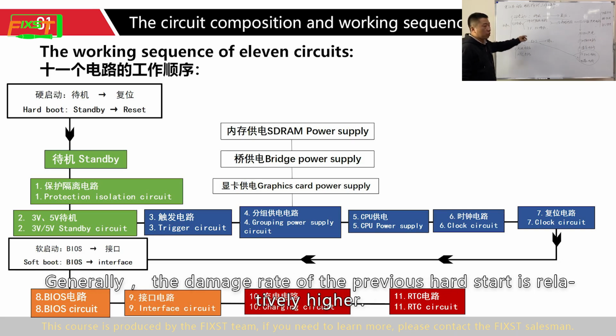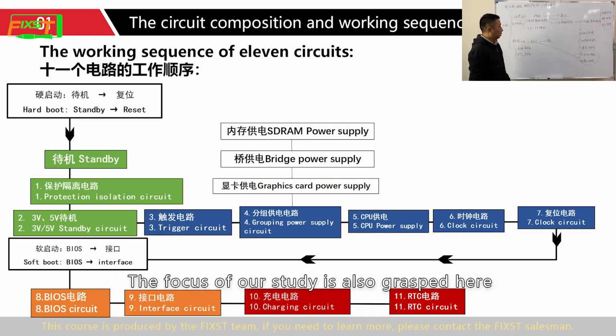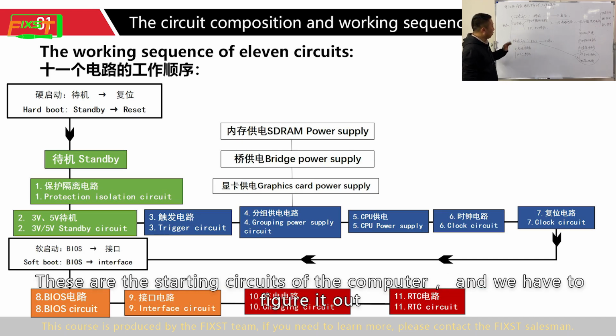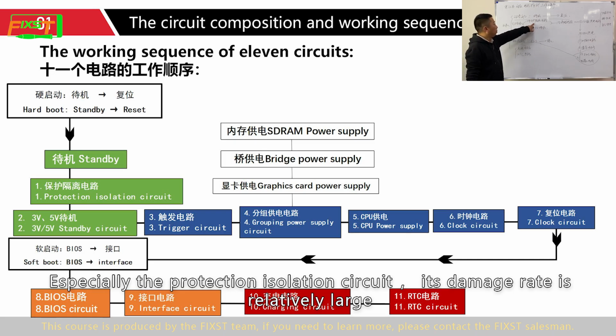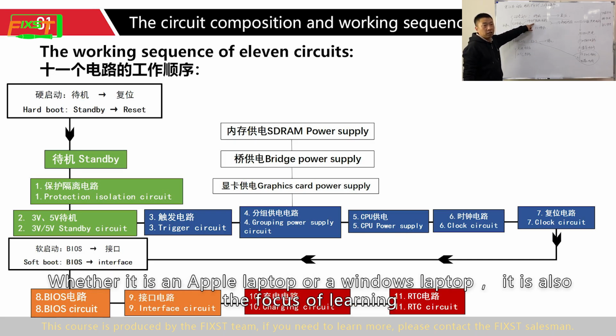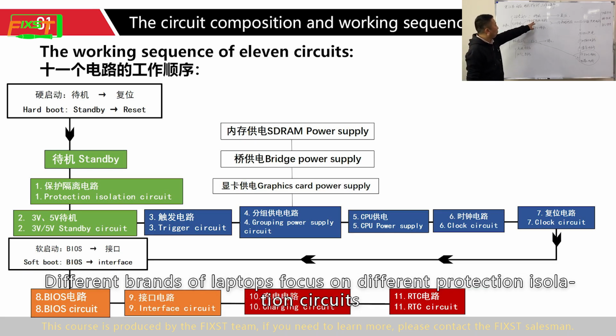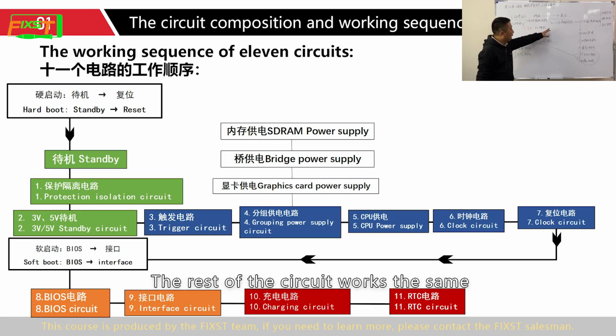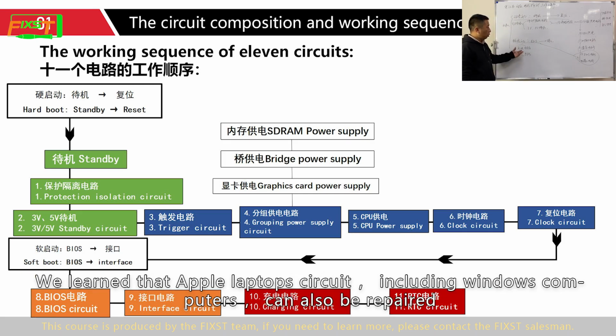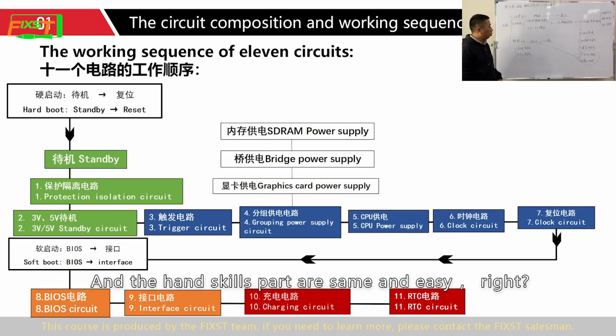Generally, the damage rate of the earlier hard start circuits is relatively higher. The focus of our study is also here. These are the starting circuits of the computer. Especially the protection isolation circuit, its damage rate is relatively high. Whether it is an Apple laptop or Windows laptop, it is also a focus of learning. Different brands of laptops focus on different protection isolation circuits. The rest of the circuits work the same. If we learn the Apple laptop circuit, it can also be paired with Windows computers, and the hand skills are the same.